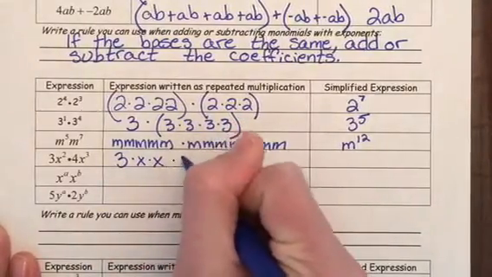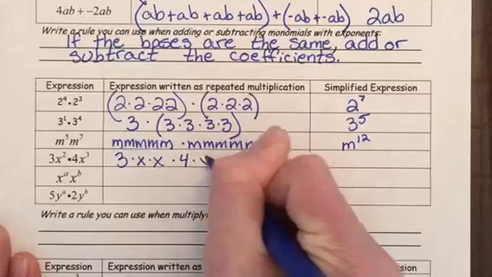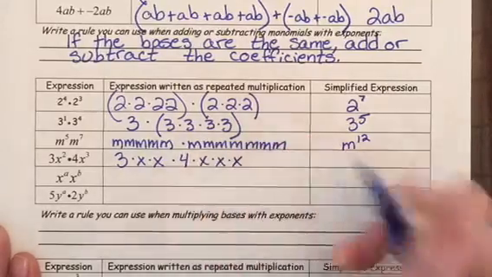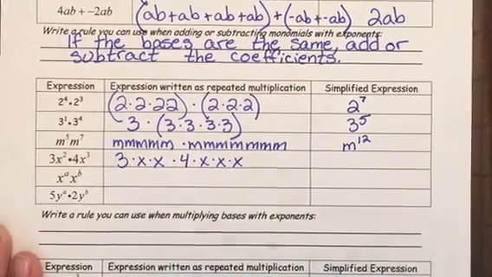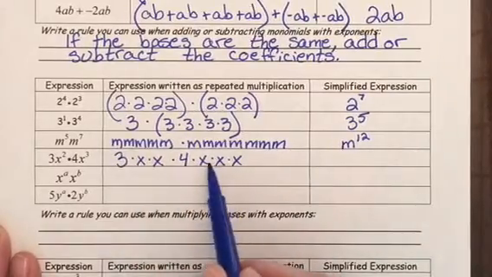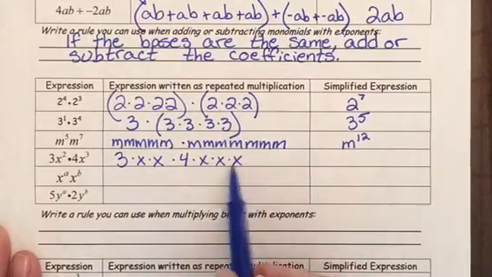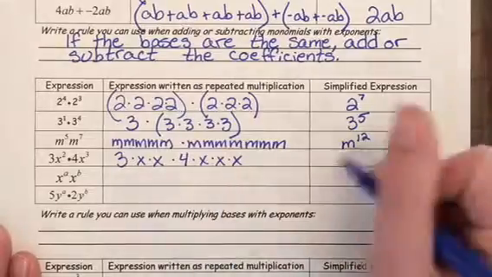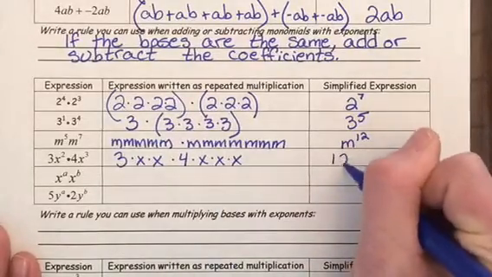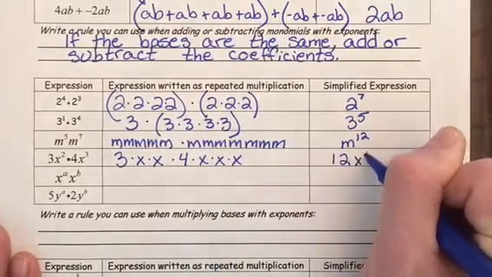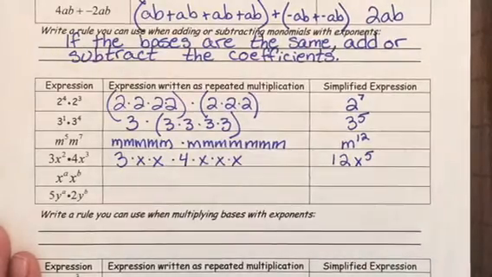4x cubed is 4 times x times x times x. So we end up with 1, 2, 3, 4, 5 x's. And we also have this 3 times 4 out front. So we're going to write it as 12x to the fifth.